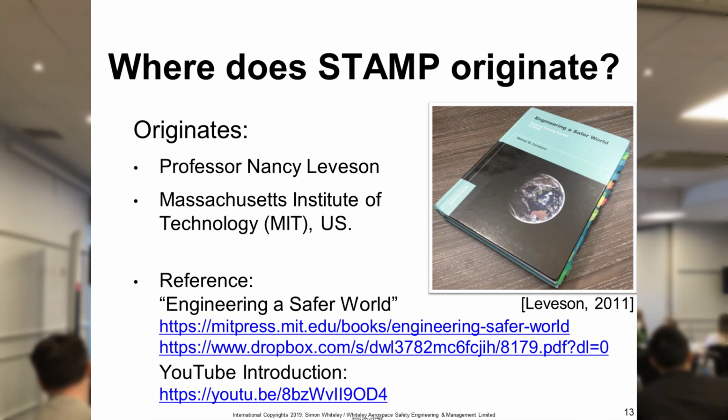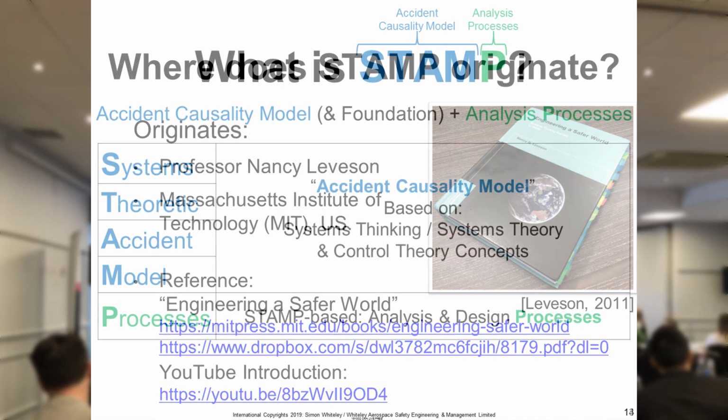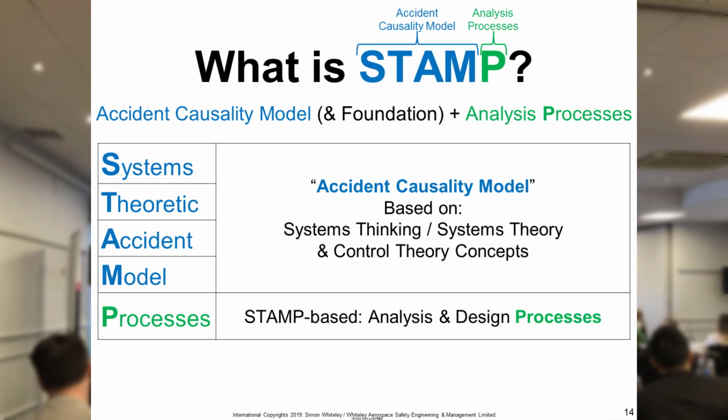Okay, so Nancy, in her second book, Engineering a Safer World, introduced the concept of STAMP and the safety assessment processes based upon it, and she's kindly made that book available as a free PDF download. So if you go on the MIT Press website or search on Google, you can download a copy of that and learn about it yourself. STAMP, as I mentioned, is an acronym and it refers to two parts. It is what's called an accident causality model or foundation, and then a set of analysis and design processes based upon that accident causality model.